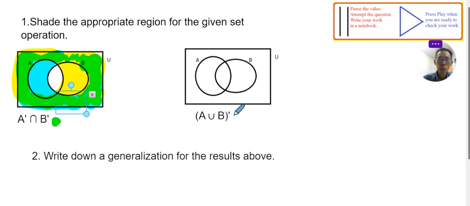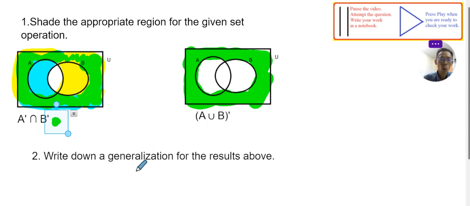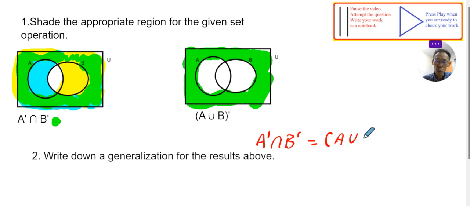Now this is A union B not. A union B not means this. That is everything that is outside of A union B. And you can see that these are the same thing, all right? Actually, so write down generalization. That is in here, what we find is that A complement intersect B complement is the same as A union B complement. A union B, everything complement. This is also one of the De Morgan's rules.